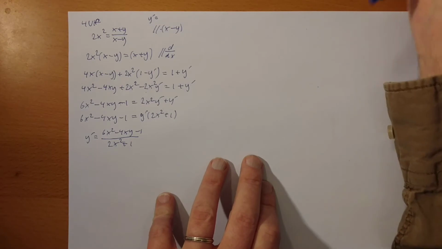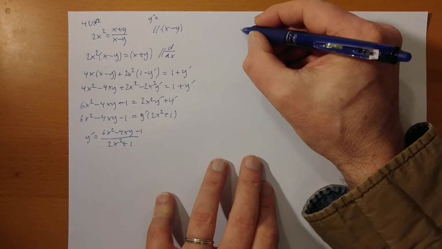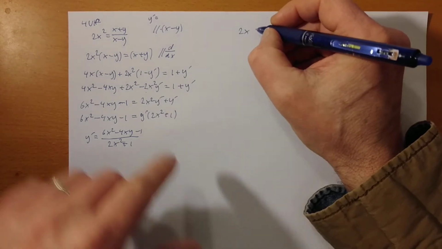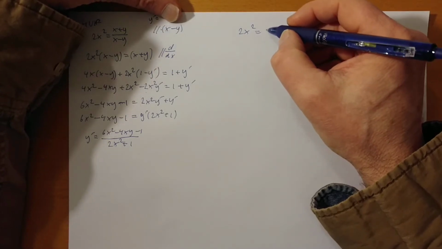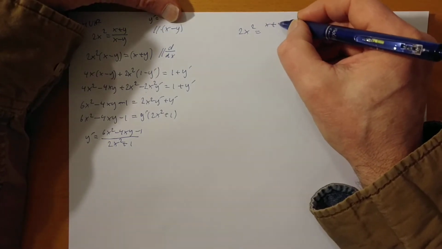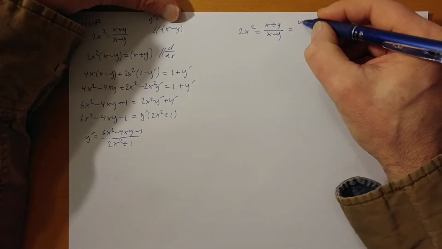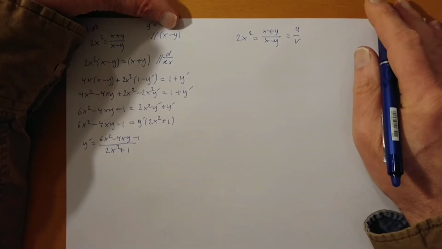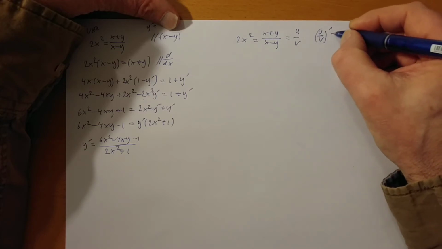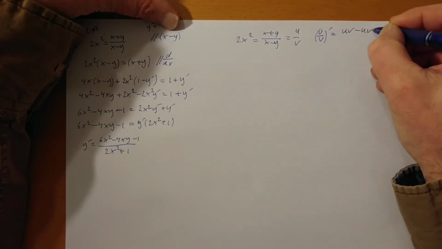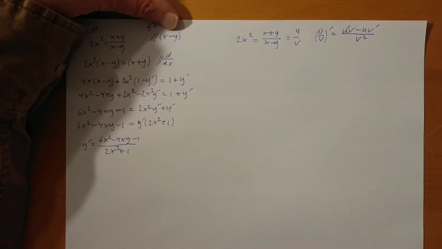We do this now directly without first multiplying this up. So we use the quotient rule, right? So 2x squared equals x plus y over x minus y, where this is now u over v, and we'll use the fact that the derivative of u over v equals u prime v minus u v prime, derivatives on the outer ones, over v squared.